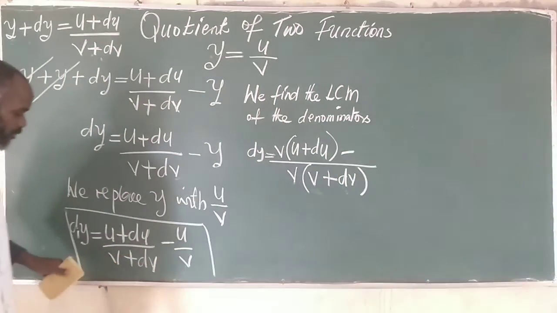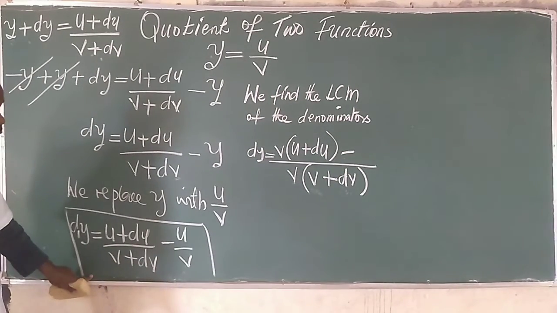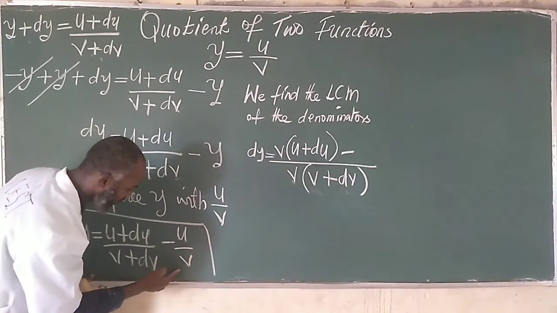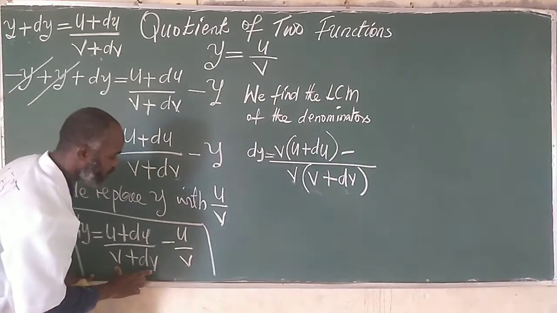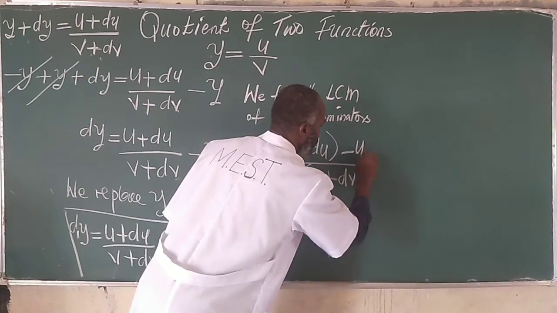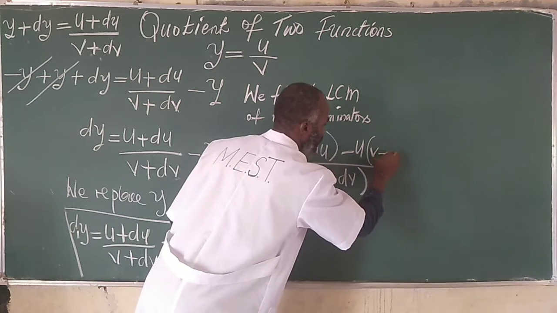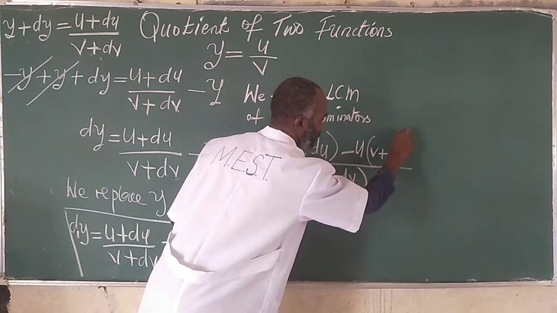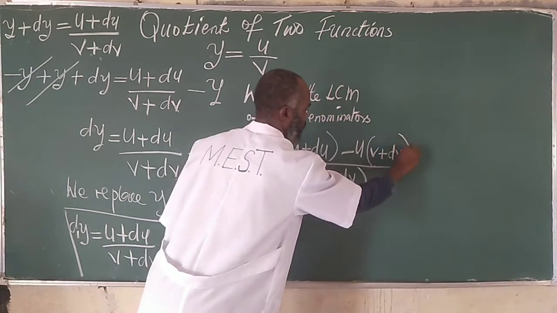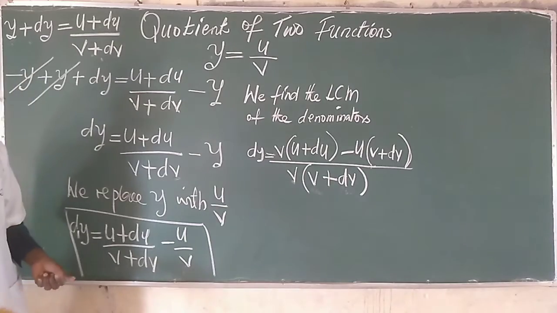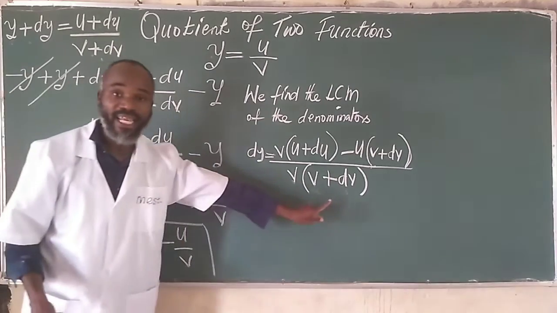So what comes next? What comes next is v cancels out v, and we're left with this, and this will multiply everything here. And now we have u bracket open v plus dv, bracket close. That is it. So we have simplified using the LCM.